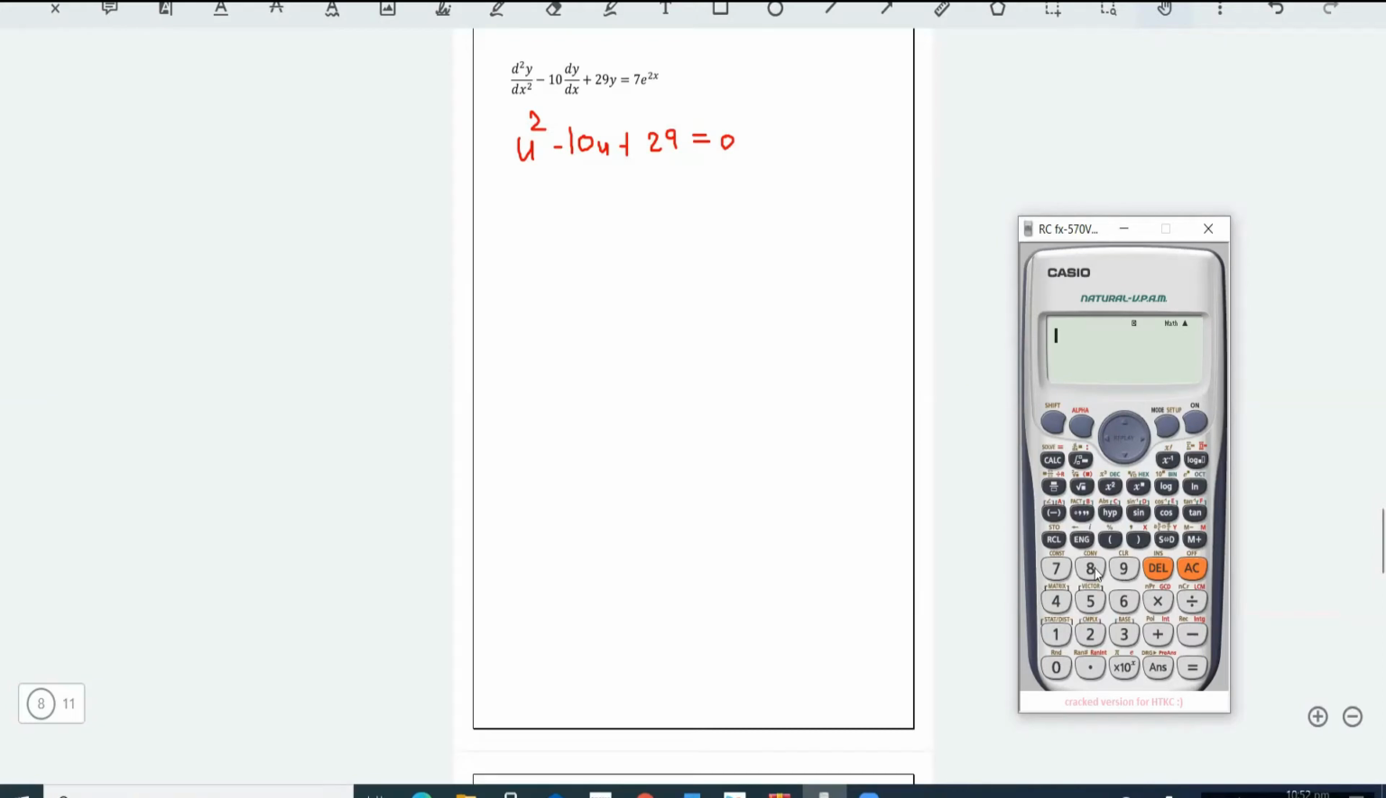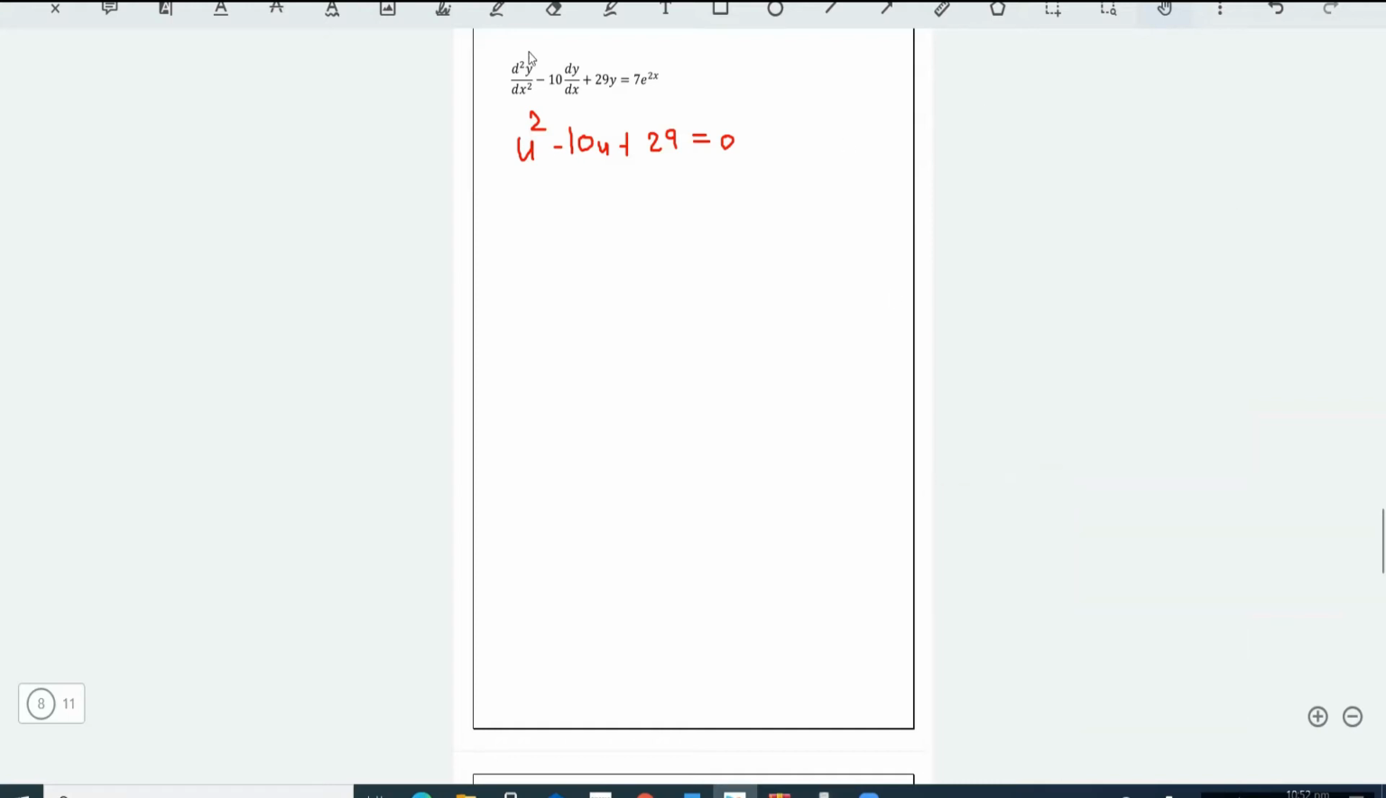Using the calculator, we know u will be given by the quadratic formula: minus b, which is 10, plus or minus the square root of b squared, which is 10 squared, minus 4 times a, which is 1, times c, which is 29, divided by 2a, which is 2. Magic calculator: math error, so we know it has a complex solution. The solution is complex, so we're going to have to do it ourselves. Put the calculator away.